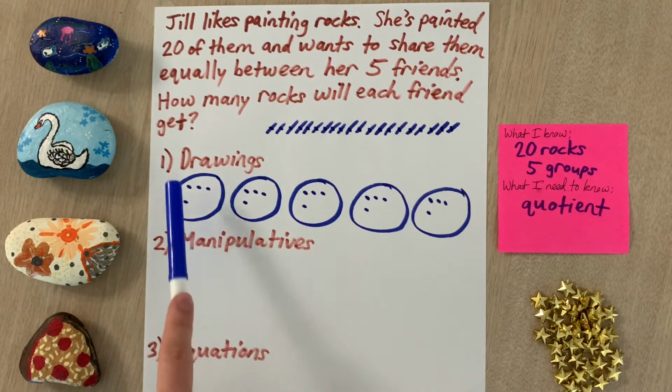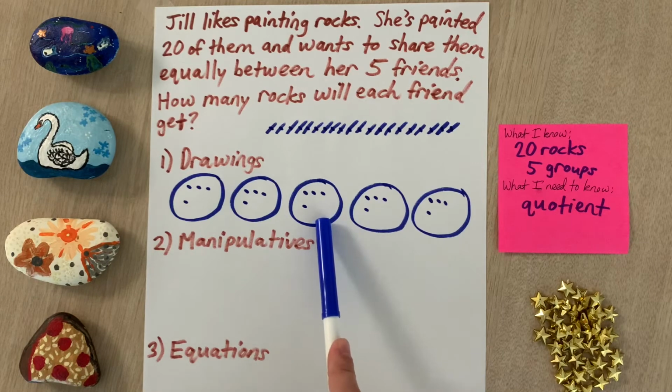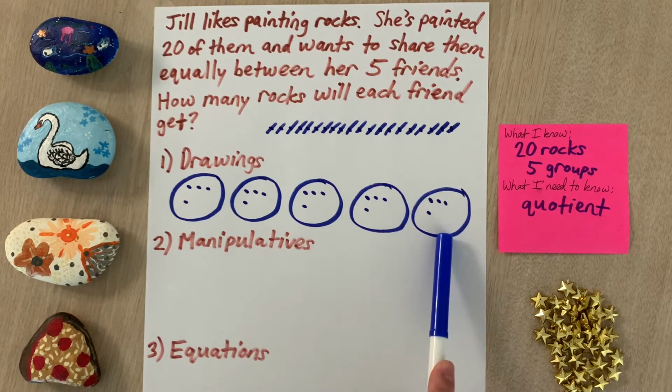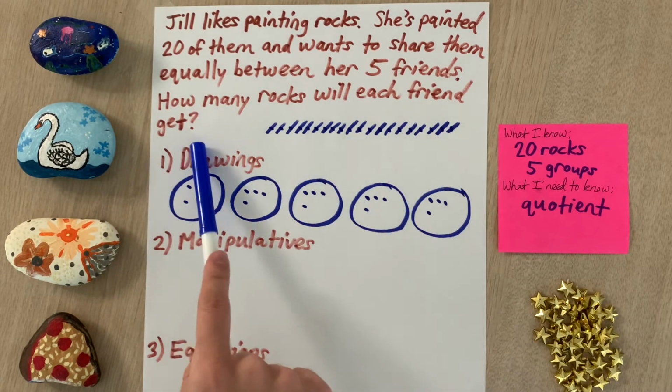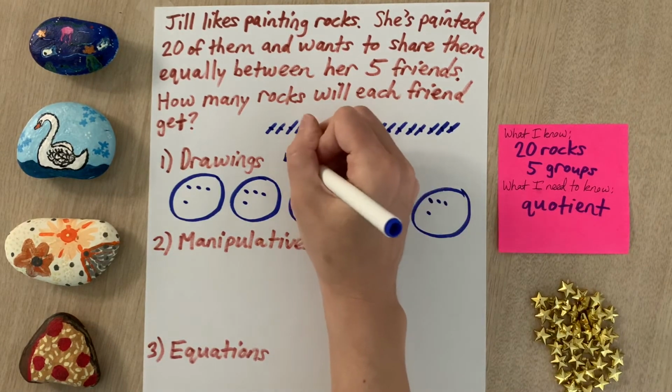So our first friend has 1, 2, 3, 4 rocks. Our second friend has 4 rocks. Third friend has 4 rocks. Fourth friend has 4 rocks. And fifth friend also has 4 rocks. So how many rocks will each friend get? Each friend will get 4 rocks. So we're going to write 4 rocks.